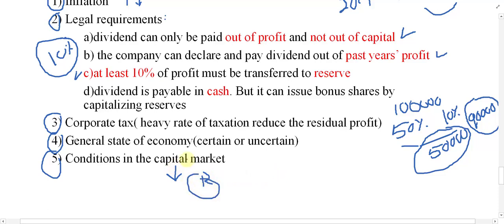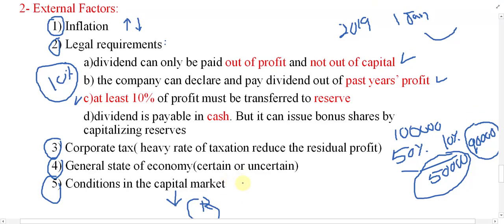Why is this so? Because if it is not easy to raise funds from the market, why should we distribute the available fund? On the other side, if it is easy to raise funds from the market, we may distribute the available fund to the shareholders. So these are the external factors which can affect the dividend policy of the business.